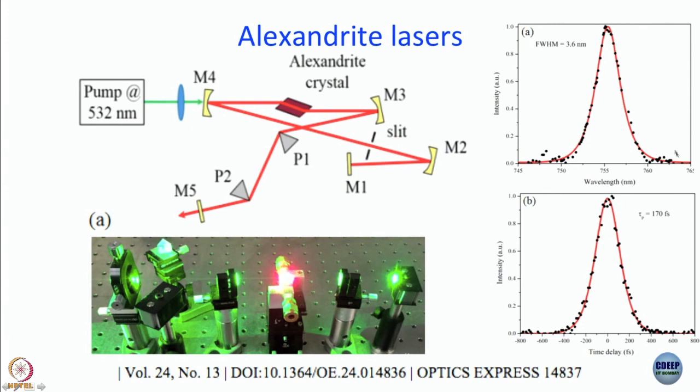This is the spectrum of the pulse. What is the full width at half maximum? 3.6 nanometer, actually very narrow. It is sort of like our diode lasers. And the pulse width, well, how much is it? 170 femtosecond. And that is the best one can do using an alexandrite laser. But think of it, this would be an interesting or useful laser if you want to do TCSPC, isn't it? Spectral width is narrow.